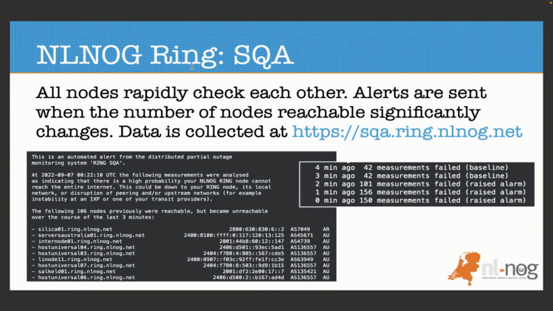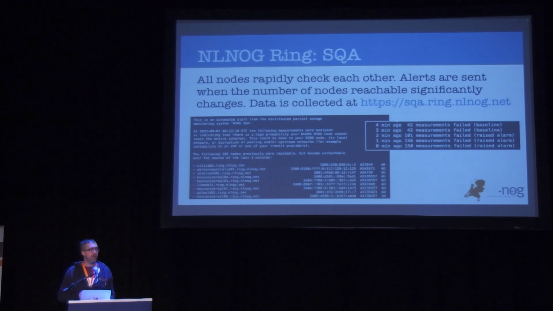You can configure your own alerts for this, like you can integrate it in a webhook or something like that, so you can automate your network monitoring that way. It can help you detect reachability issues for your network.